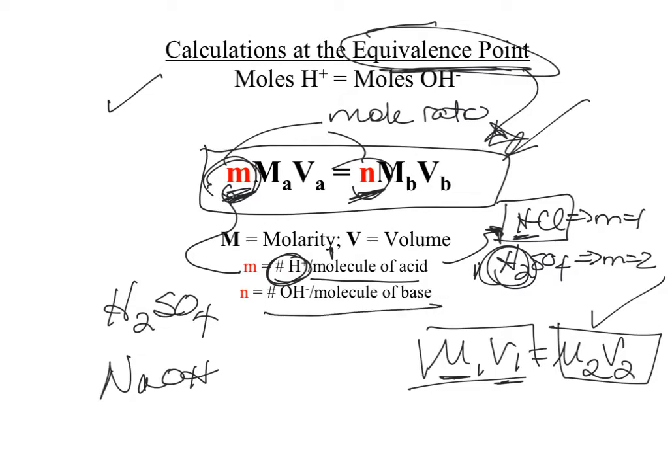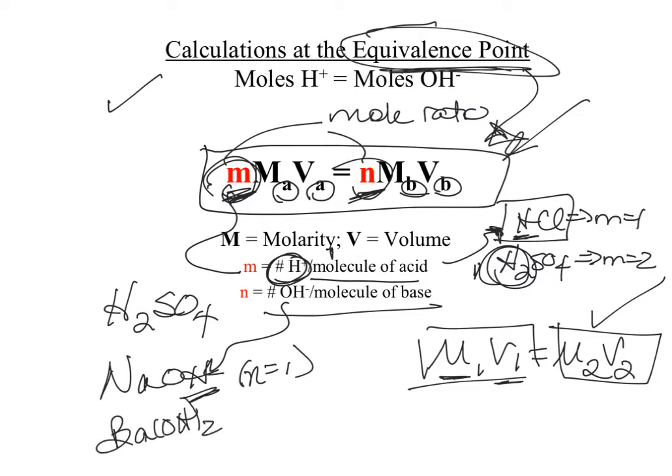Same thing with the base. Ma, of course, refers to the acid, Mb refers to the base. So NaOH, as far as the base goes, N would be 1, because there's one OH. If you had something like barium hydroxide, N would be 2. So if you leave these things out, you're totally ignoring the mole ratio.